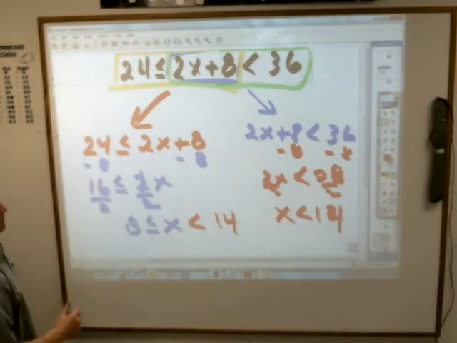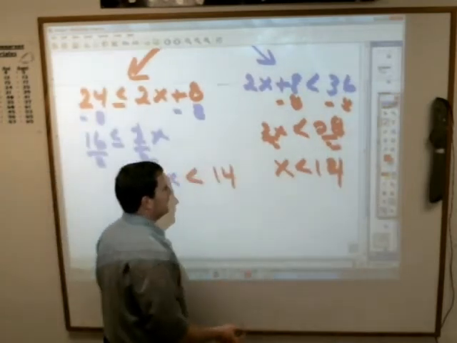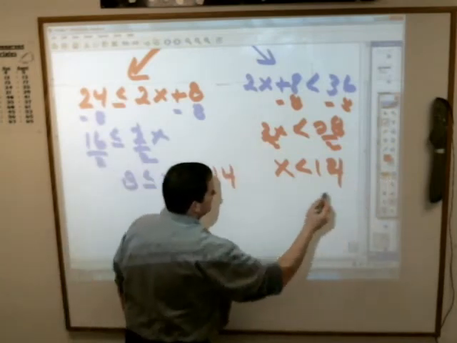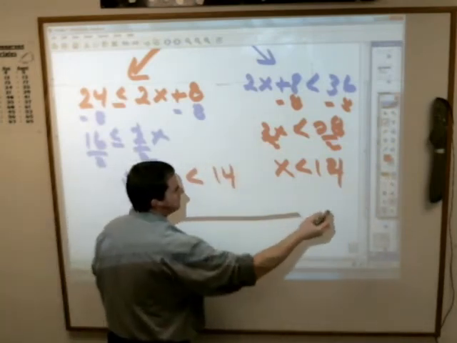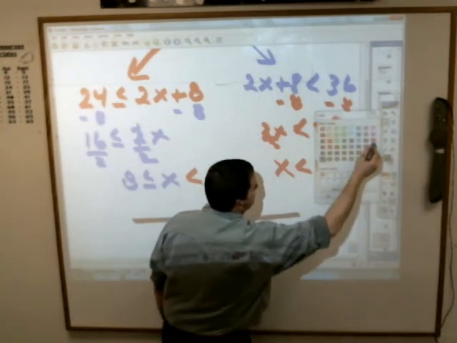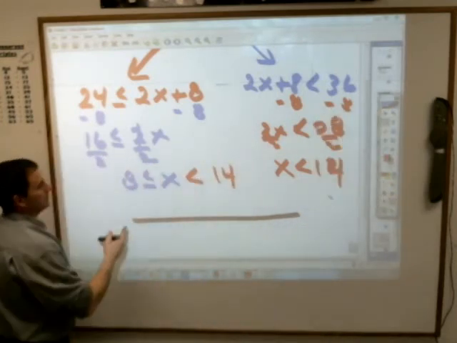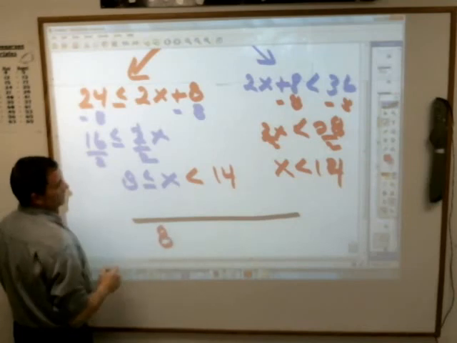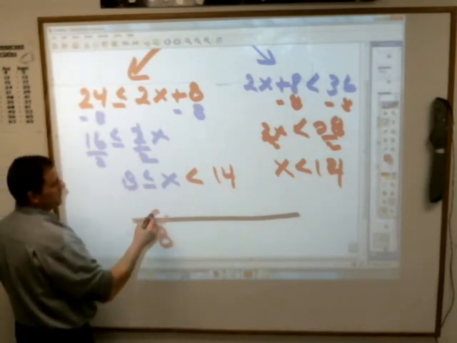And then when you graph it, what does it look like? Put your little line out there. 8 goes there. It can be equal to, so it's colored in.